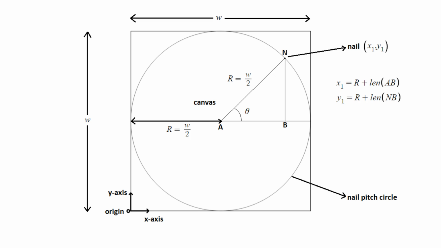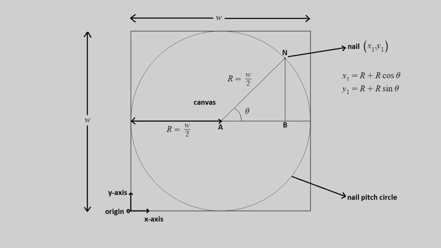We have the sine of theta equals length of NB over the length of NA, and cosine of theta equals length of AB over the length of NA. Therefore, the length of NB equals the length of NA times the sine of theta, and likewise for the length of AB. This gives the x-coordinate of the nail as R plus R cos theta and the y-coordinate of the nail as R plus R sin theta. Now we have the necessary equations to place a nail at any position along the pitch circle.